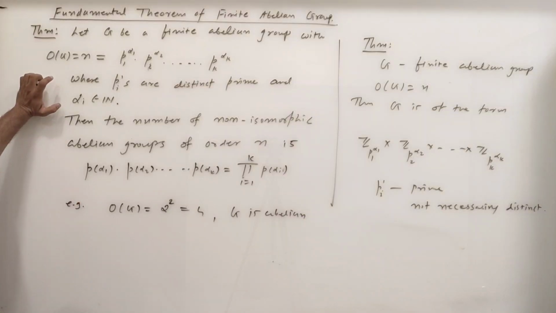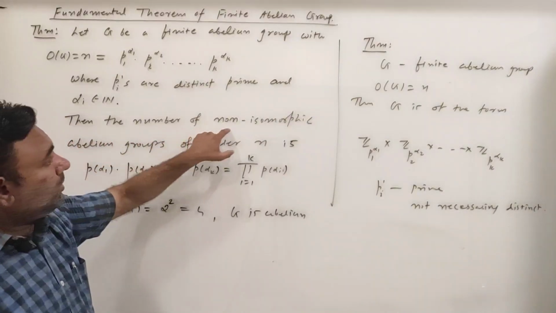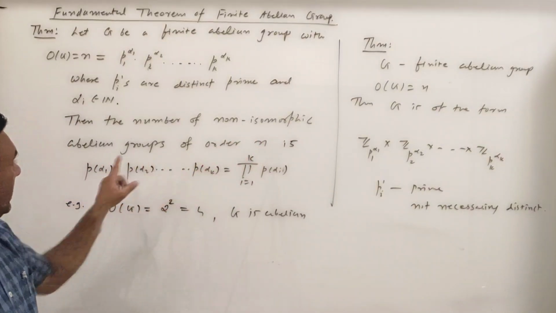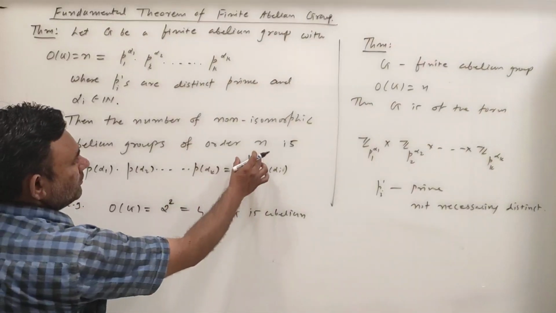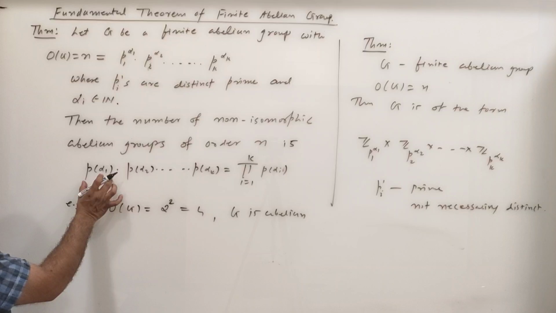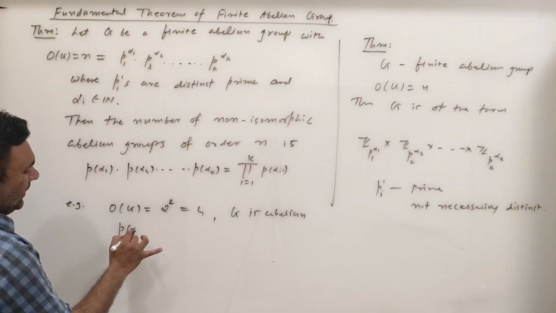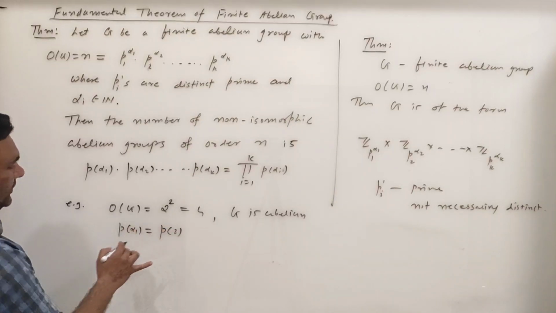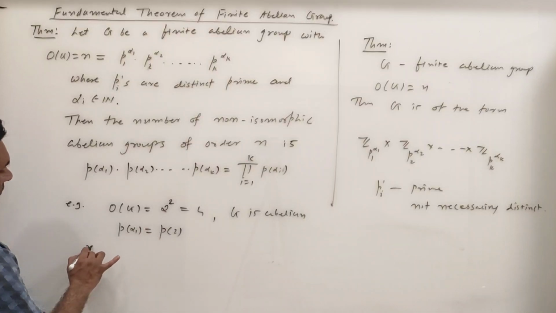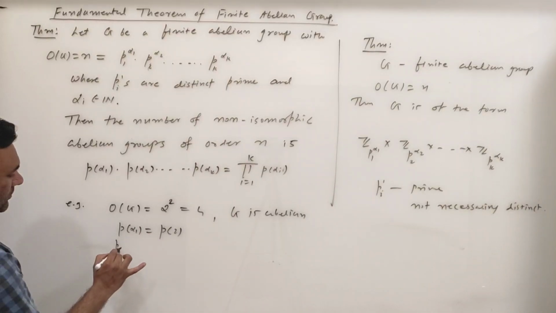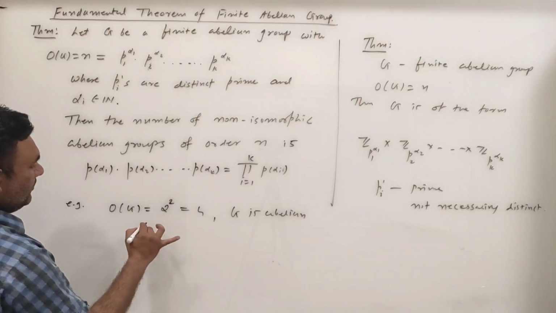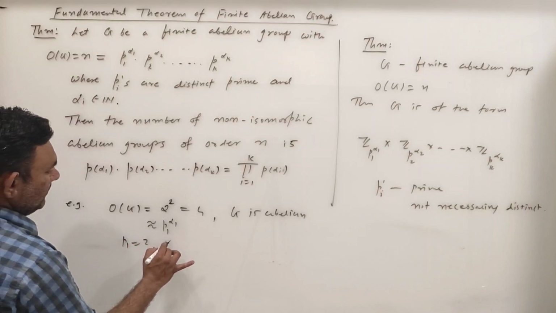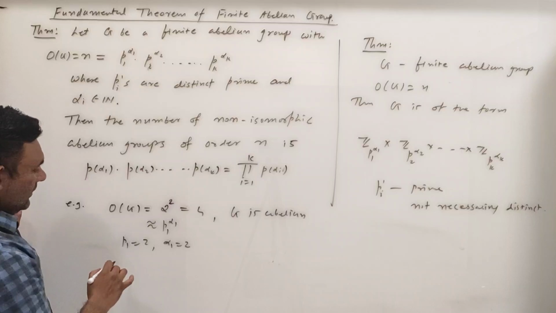तो ये रिजल्ट क्या बोल रहा है कि the number of non-isomorphic abelian groups of order 4 is product of i equal to 1 to k of p of alpha i. So here I have only p of alpha 1, and alpha 1 is 2, because here we have 2 square, so p1 is 2 and alpha 1 is also 2, right?